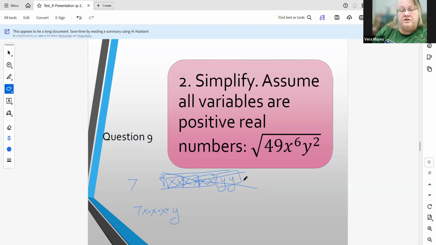We've put all the pairs to the front, and now we can simplify this. So 1, 2, 3 of the x's and 1 of the y's. If there had been leftovers, they would have stayed inside that radical as like a protection.